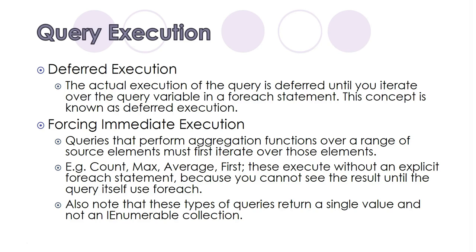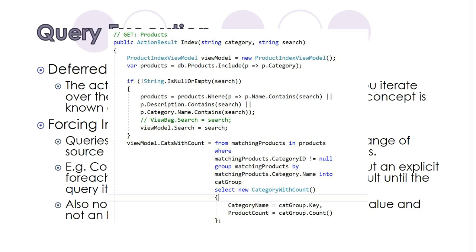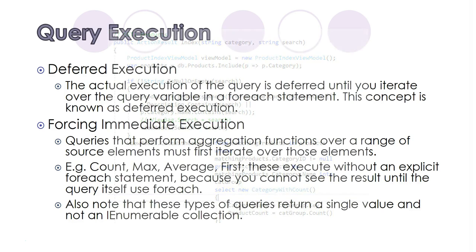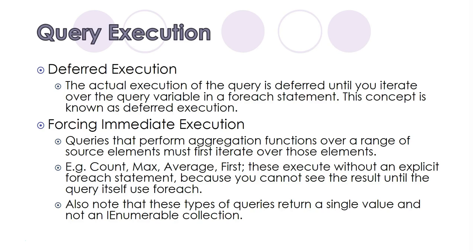On your page 7, if you look at your view model.cats with count, it has count, cat group.count. So cat group.count is returning a single value in product count. Similarly, category name, cat group.key, is returning a single value in category name, right? So this is what forcing immediate execution is. You select something and you force it to execute at the same time.